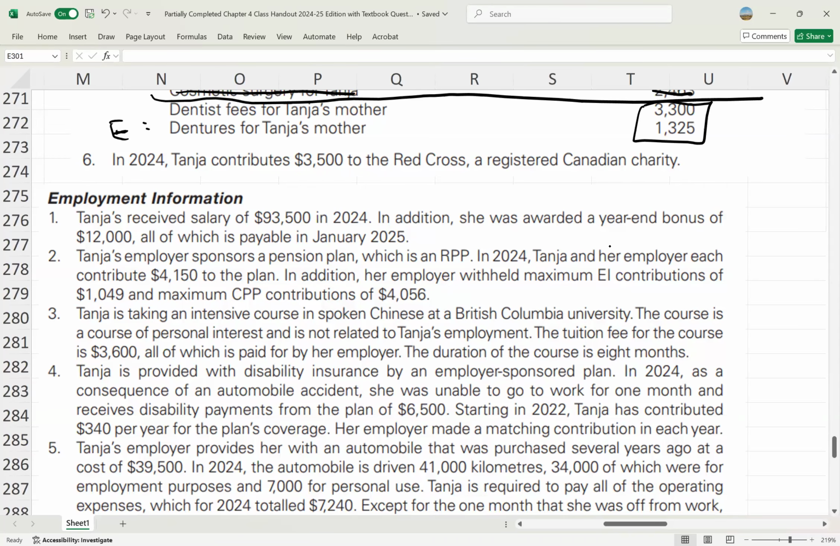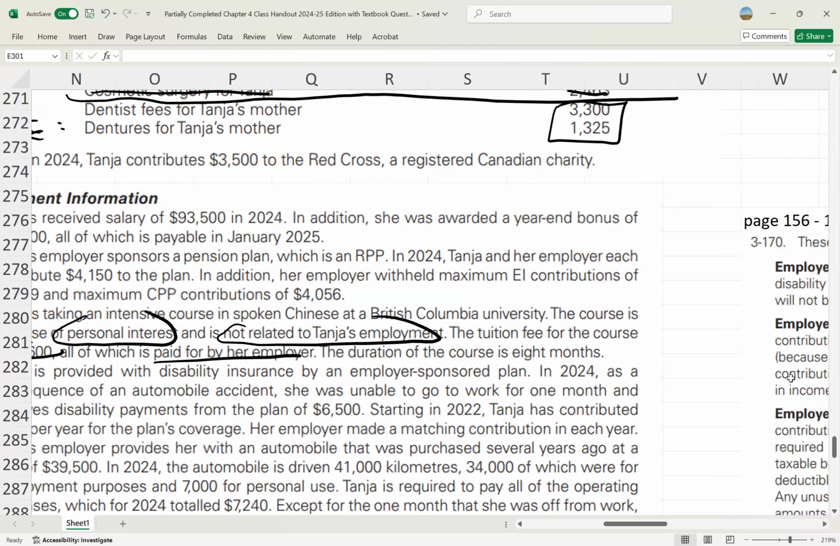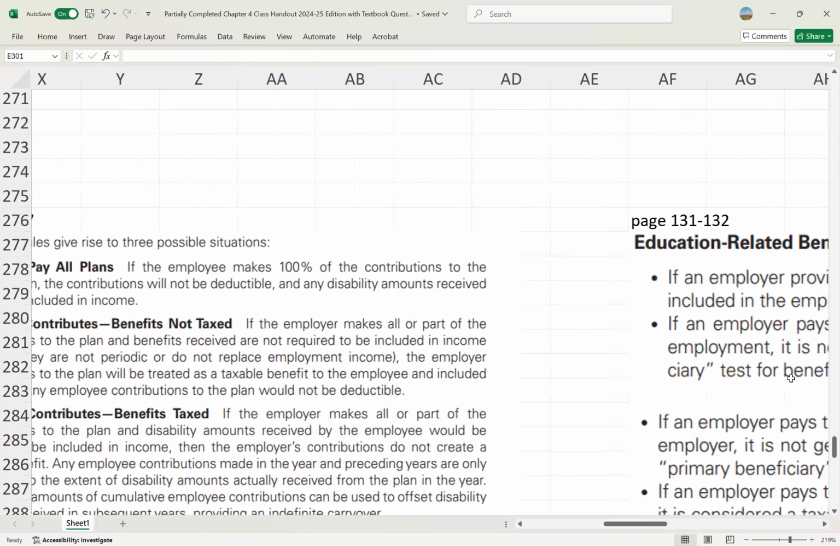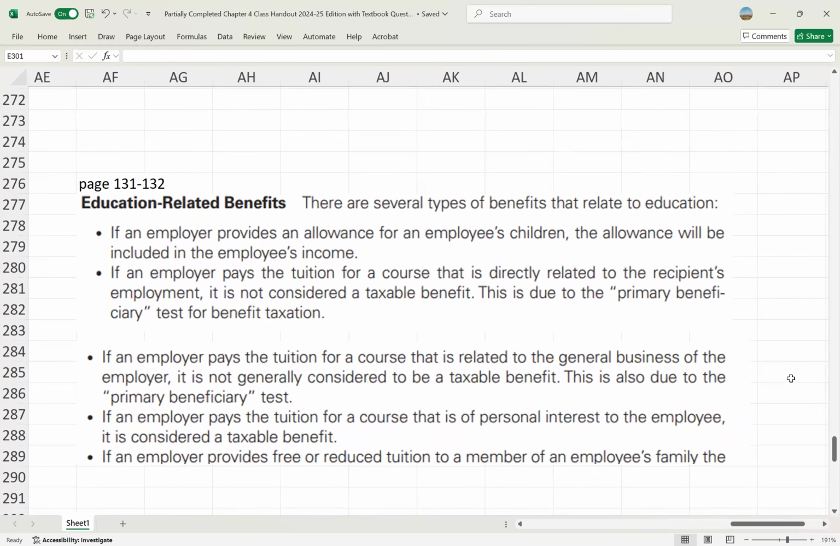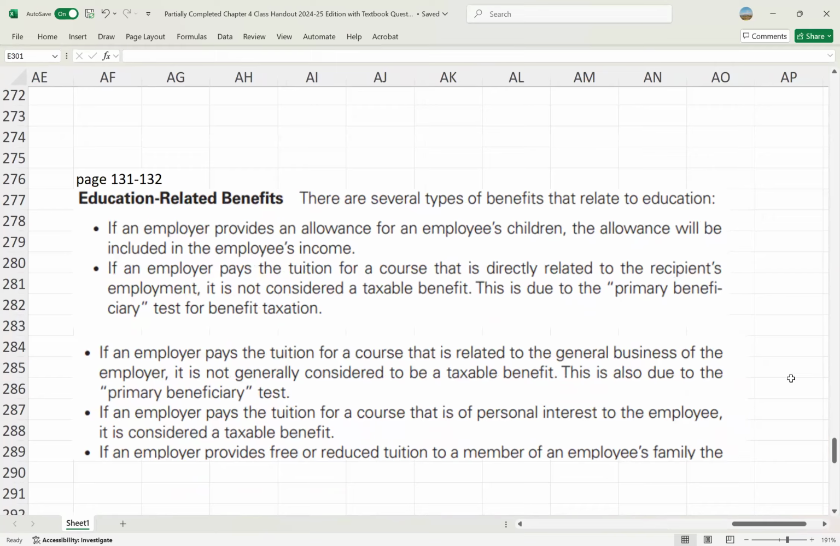She's taking an intensive course in spoken Chinese at a university. The course is a personal interest and it's not related to her employment. And the tuition fee is all paid by her employer. So this gets to, once again, is this a taxable benefit or not? We didn't cover it when we went through chapter 3, but what I did here was cut this out from the chapter 3 textbook, page 131, 132, education related benefits.